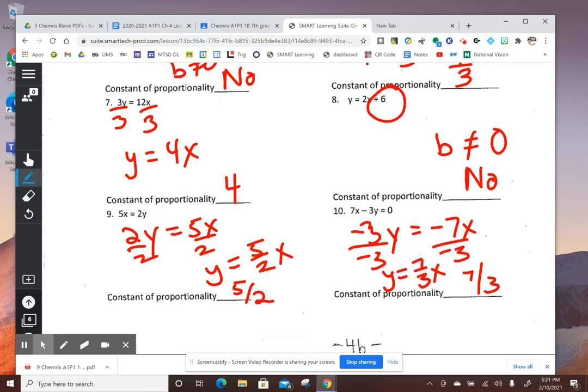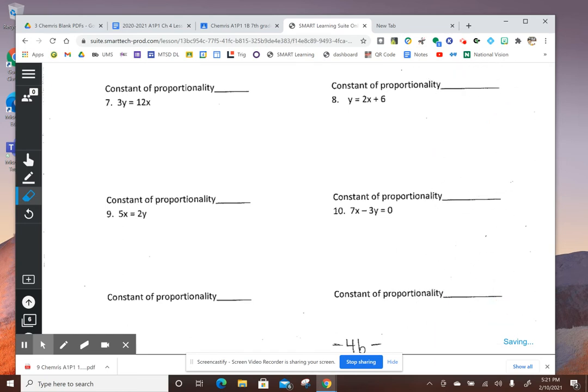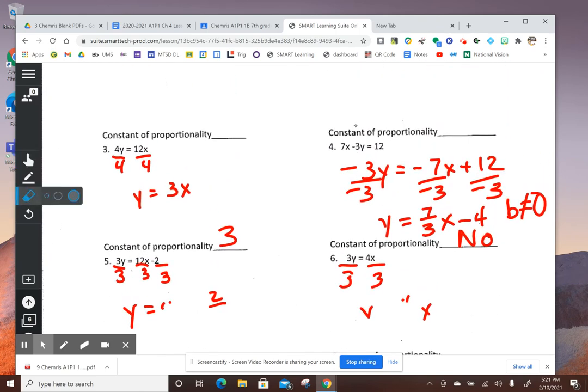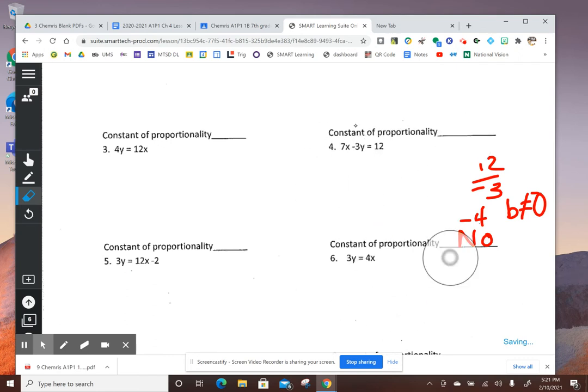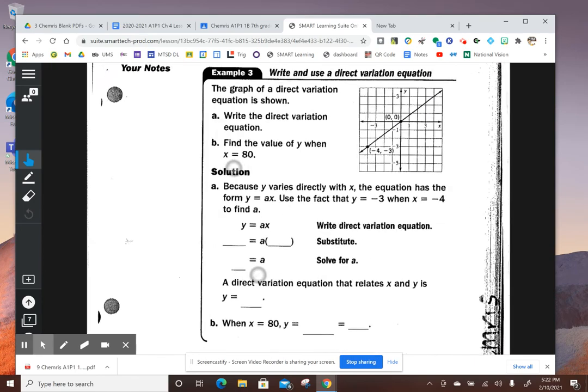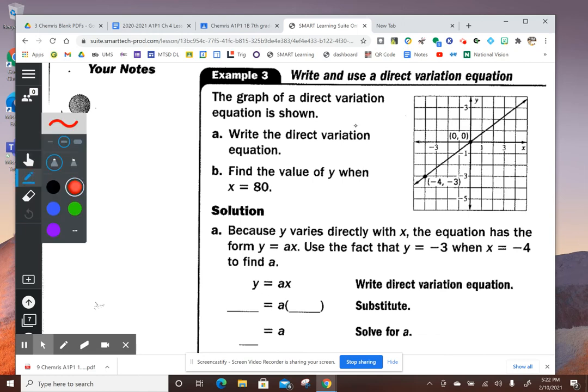Okay, so now let's turn the page. And this says, okay, the graph of direct variation equation is shown. Write the direct variation equation. Find the value of y when x equals 80. Okay, so we've done some like this before.